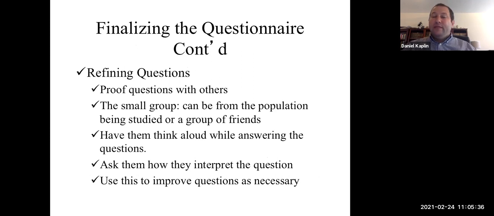Now you want to refine the question, so have other people proofread it. You might consider a small group, a focus group, to think about this, and you read the question, you ask them how they understood the question, they talk it out, and if they interpreted the question differently than you meant it, then you have to modify the question. Had I done that with this item, I would have avoided a problem with the malpractice rate question.